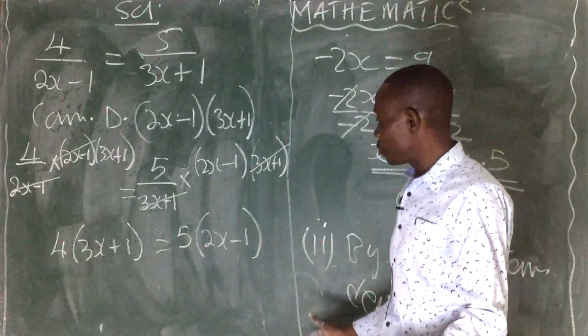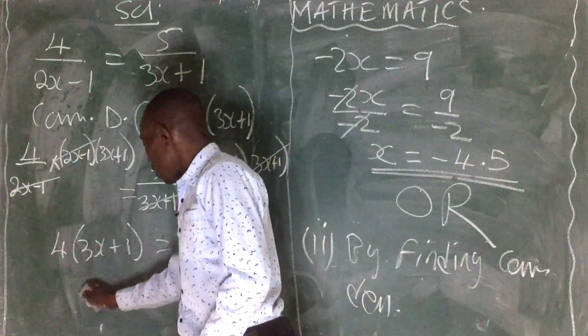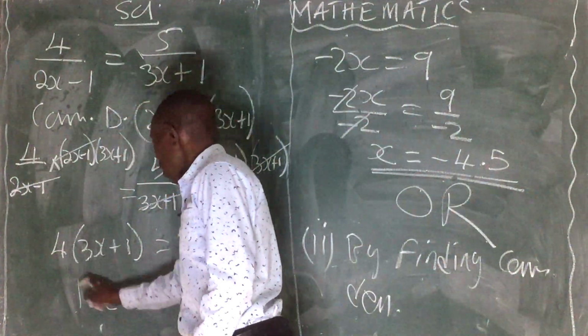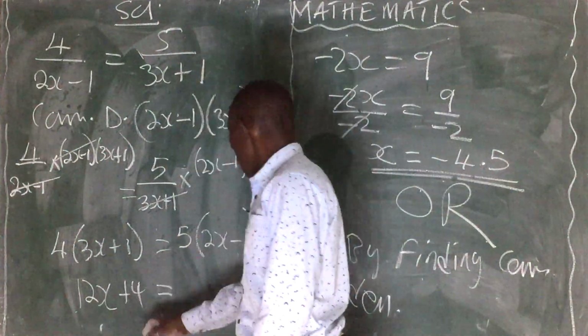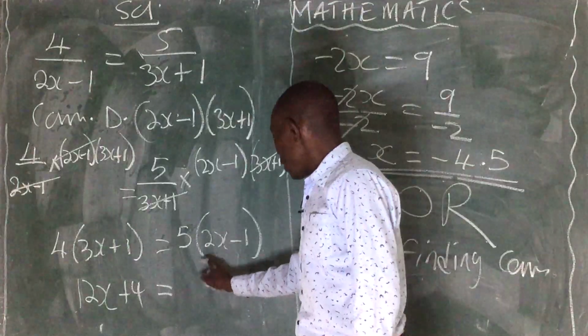Now we have to multiply this by this, which gives us 12x, and then 4 multiplied by 1 gives us 4, and then 5 times this one gives us what?